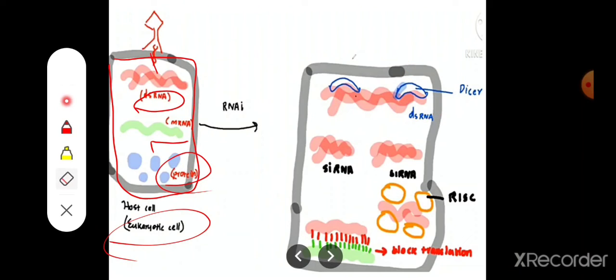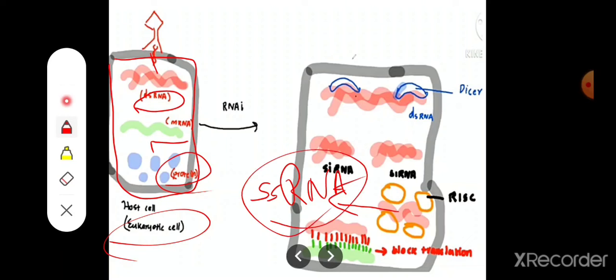Okay, and when they bind to this protein complex, then this double stranded RNA is converted into single stranded RNA. And once the single stranded RNA is formed, it will go and bind to the mRNA which is produced by the virus.